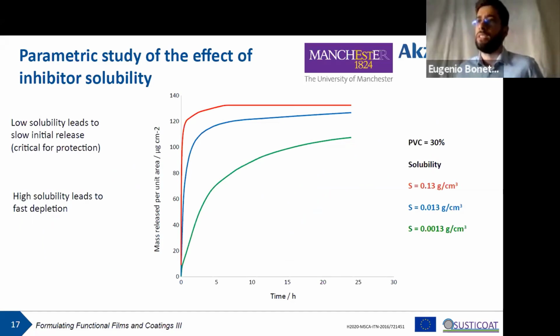And finally, the effect of the solubility is also pretty evident. When the solubility of the corrosion inhibitor is high, the release is pretty fast, and the coating is quickly depleted of the inhibitor reservoir, whereas when the solubility is lower, there is a more sustained release over time, which means possibly better, more sustained protection over time.